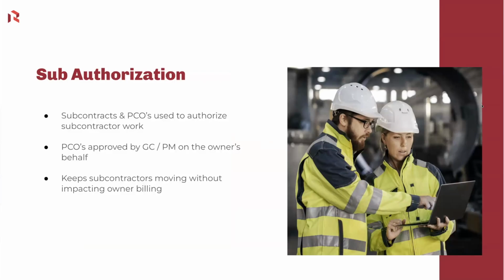Next is going to be our sub authorization. We'll want to create subcontracts and potential change orders to authorize subcontractor work, and then use those potential change orders that are approved internally by the GC or the PM, and convert them to a monthly cadence where we do a monthly change order to the owner. What that does is it keeps the owner up to date on where costs stand, but it also allows you to bill for those extra costs, maybe above and beyond what your initial budget was, on a monthly basis.